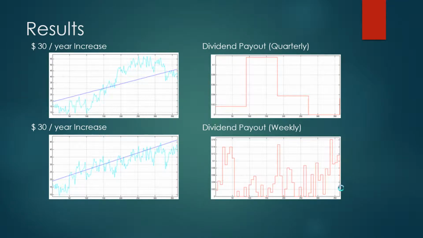So now let's apply this PID to what we would use it for. Let's say we want a $30 per year increase in our stock price, and we're paying out dividends quarterly. As you can see, it doesn't quite follow our ramp rate exactly. There's a little bit of fluctuation.